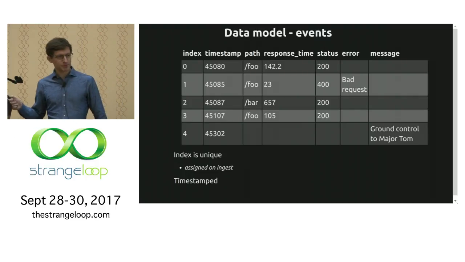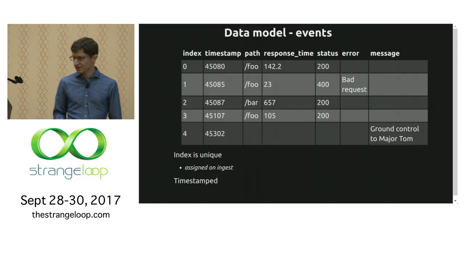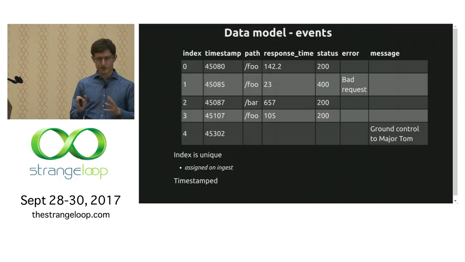And a couple of columns I'd like to point out. So we have this index column on the left. We assign every event an index as it comes in. And that's going to come in later. But the idea is these are unique for each event. And every event has a timestamp. Kind of by definition, an event is a thing that happened at a time. So that's just the time the event happened.